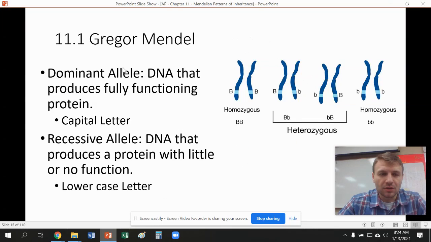A couple more vocab words that we need to know. Dominant allele is a capital letter, and that is DNA producing fully functioning proteins. Recessive alleles don't produce a protein that's functional, or it's semi-functional. It doesn't really produce what the dominant allele would. This is different than what you learned in your 9th and 10th grade biology class, so we're kind of taking the next step here already. This is not just a masked trait. It is an improperly produced protein. That's why it's masked, because it's not going to be producing the right, or I should say the dominant, protein.